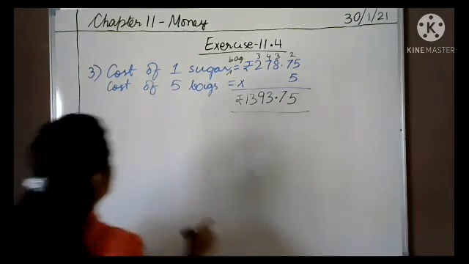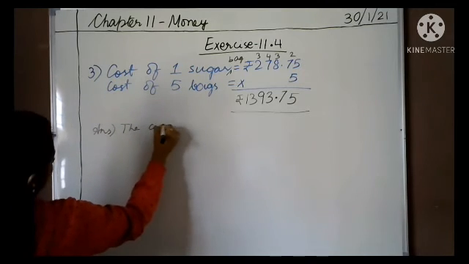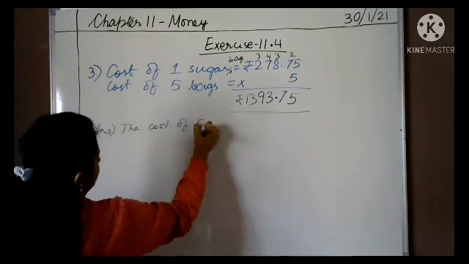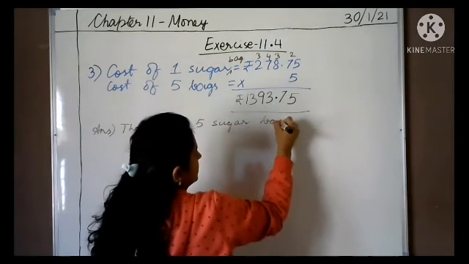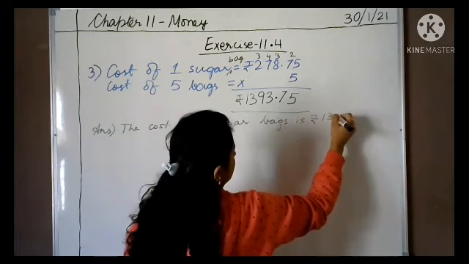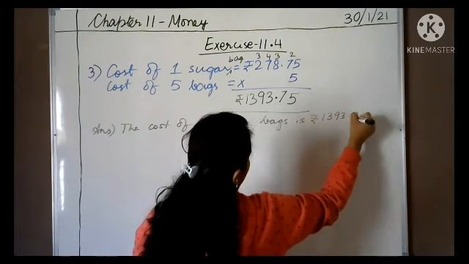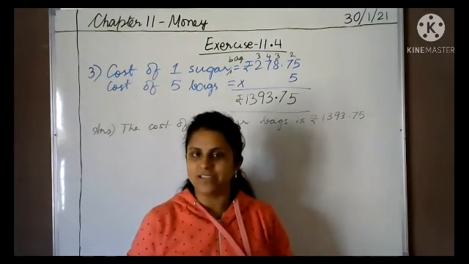So the answer is 1393.75. So what we are going to write finally is the cost of 5 sugar bags is rupees 1393 and 75 paise. So now let's look at question number 4.